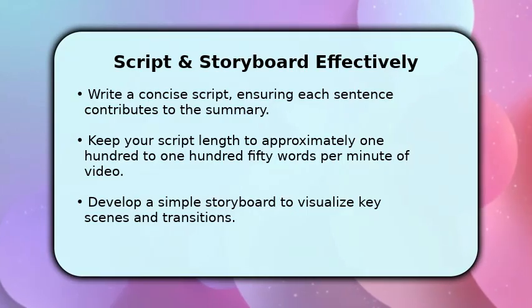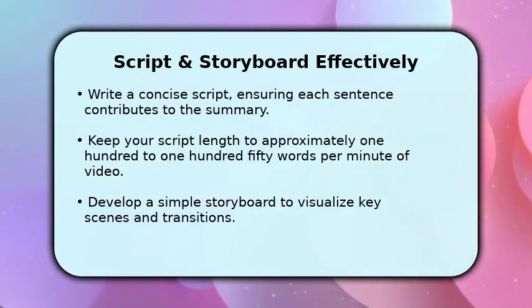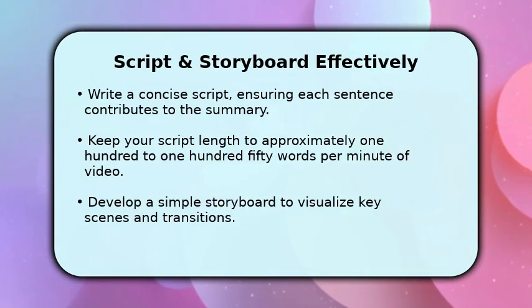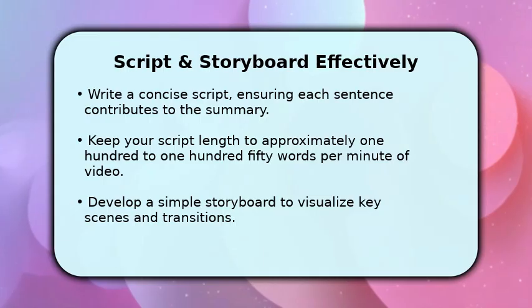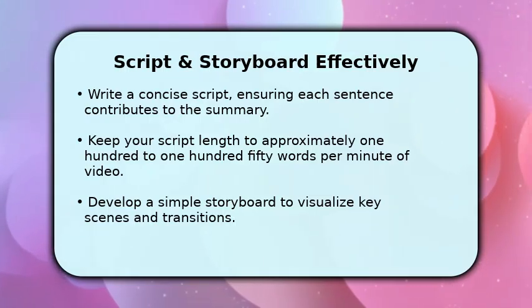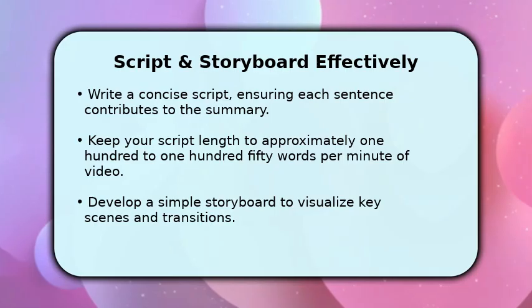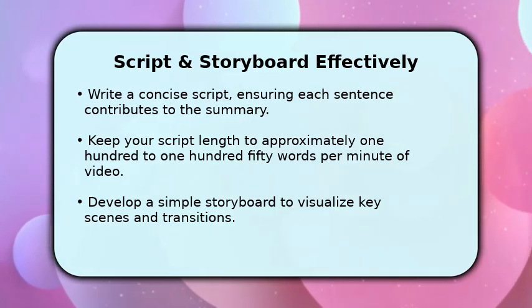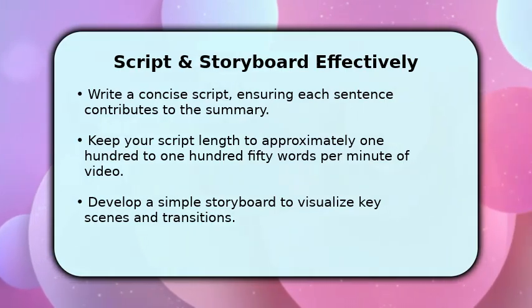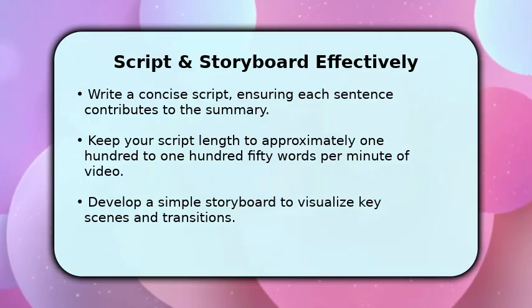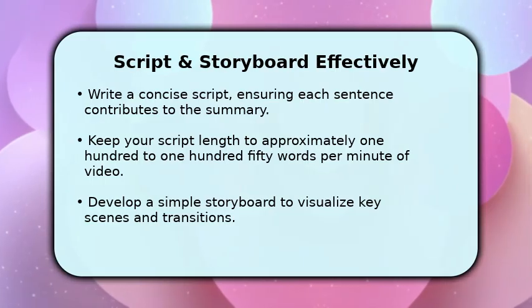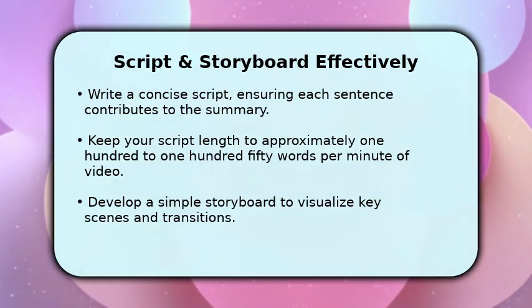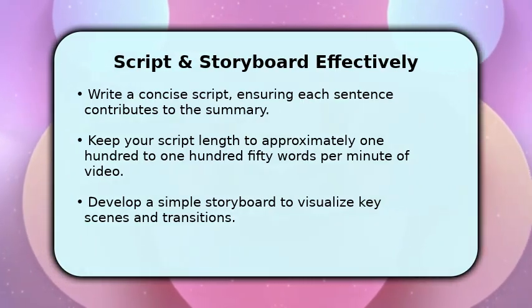Now, let's move on to scripting and storyboarding. A well-written script is essential for a smooth summary video. Aim for a concise script, where every single sentence adds value and moves your summary forward. A good rule of thumb is to have about 100 to 150 words for every minute of video you plan to create. Don't forget to create a simple storyboard. It helps you visualize your key scenes and how they'll transition, making the editing process much easier.